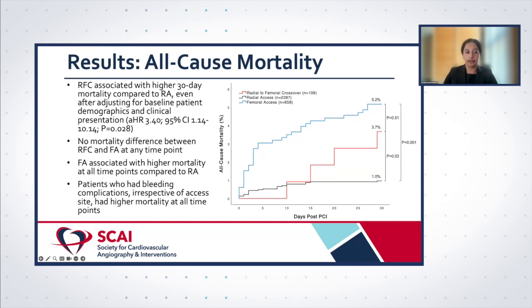There was no mortality difference between radial to femoral crossover and femoral access at any time point. Femoral access was associated with higher mortality at all time points compared to radial access. Patients who had bleeding complications, irrespective of their access site, had higher mortality at all time points.